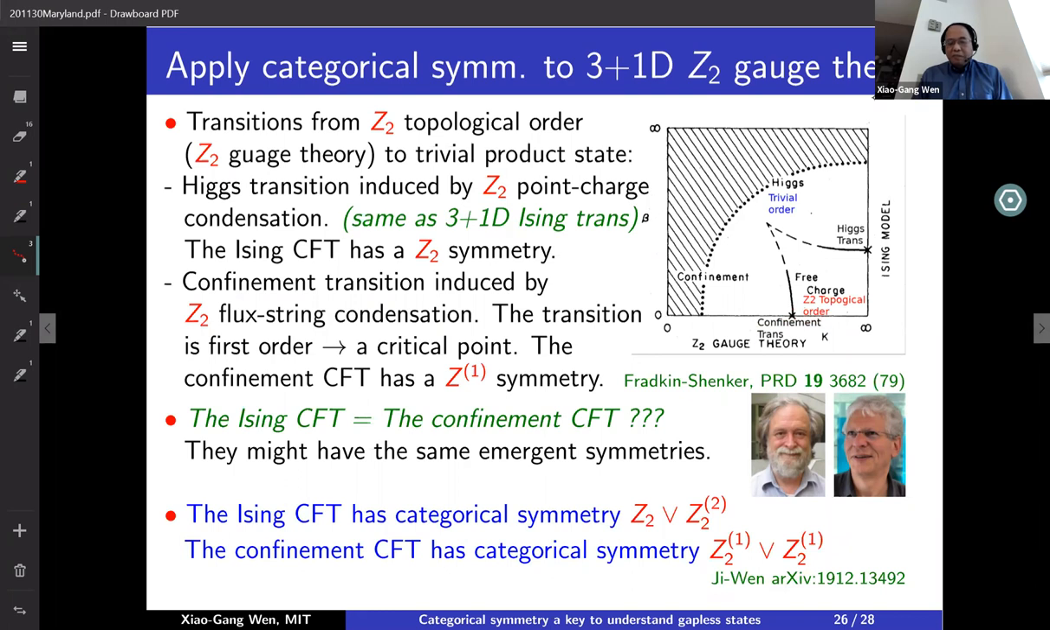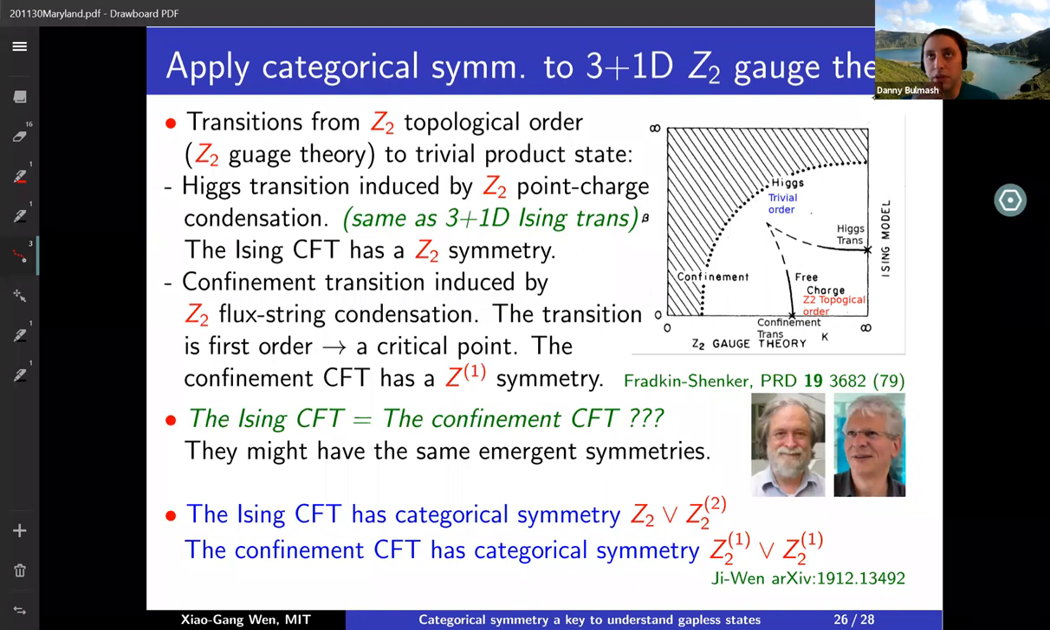I see. I guess the question maybe I can ask is, if I were to look at something like a Luttinger liquid or, in 3+1 dimensions, U1 gauge theory, does categorical symmetry give any additional or useful perspective on why those phases are gapless?